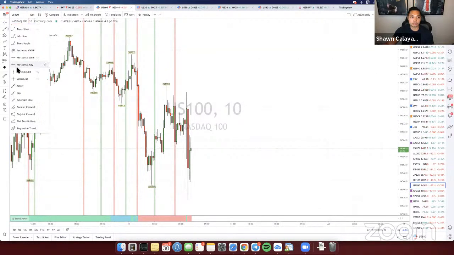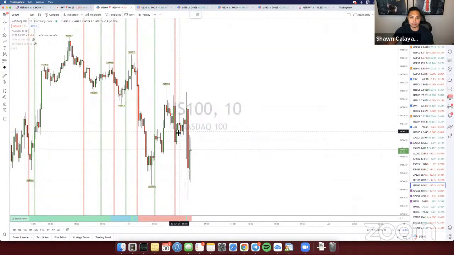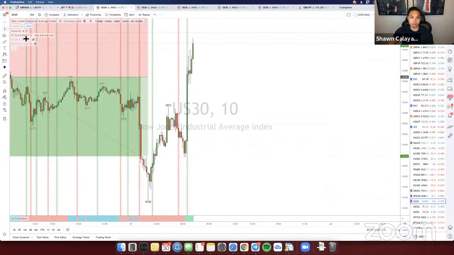Because the market opened here at 6:30, there hasn't been a signal after that yet. So no following signal right there. Same for US 30. Market opened right here at 6:30. There's no signal after it.